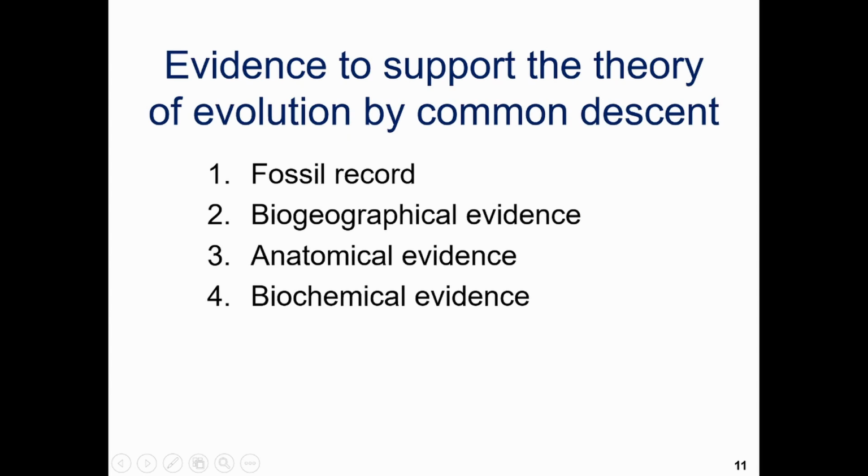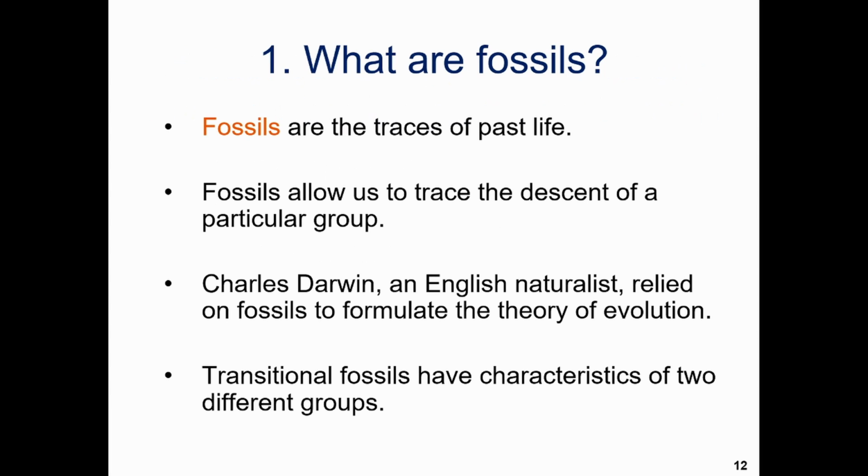So now that we've discussed what evolution is and natural selection is, what evidence do we have that supports this theory that evolution occurs by common descent or natural selection? There's 4 categories of evidence we're going to look at: the fossil record, biogeographical evidence, anatomical evidence, and biochemical evidence. So let's get into fossil evidence first.